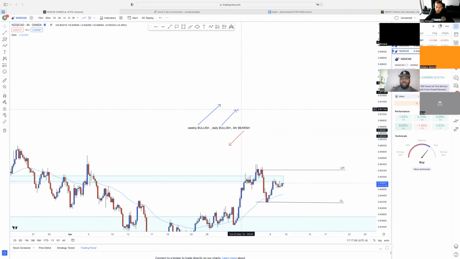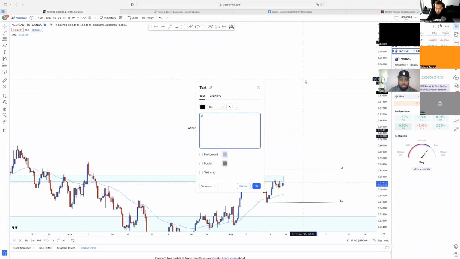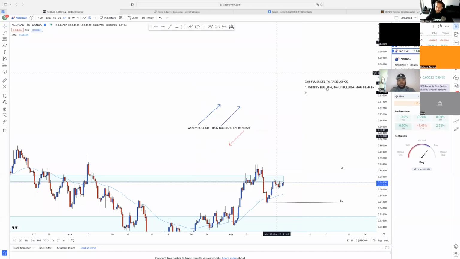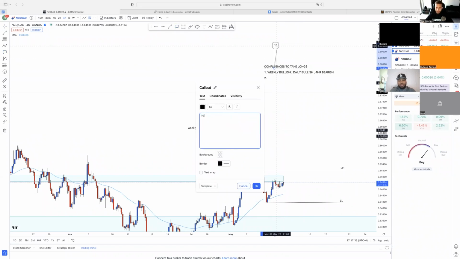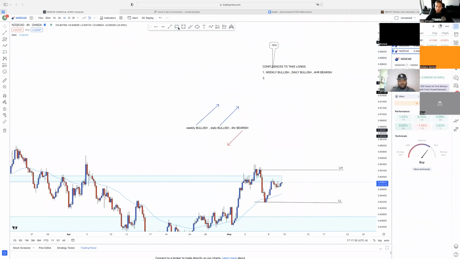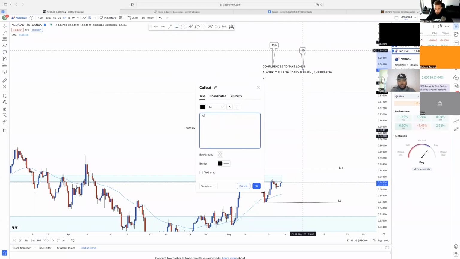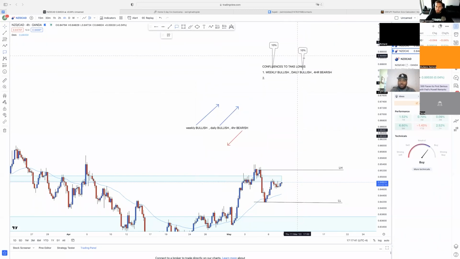Easy, right? Because all we need is 2 time frames in sync. Simple. So this is where I would pull out my confluences. Confluences to take longs: 1, we have weekly bullish, daily bullish, 4-hour bearish. And comes confluence 2. I want you guys to understand each time frame that we use in confluence to take the trade will be 10% for your grade. So each confluence is 10%.